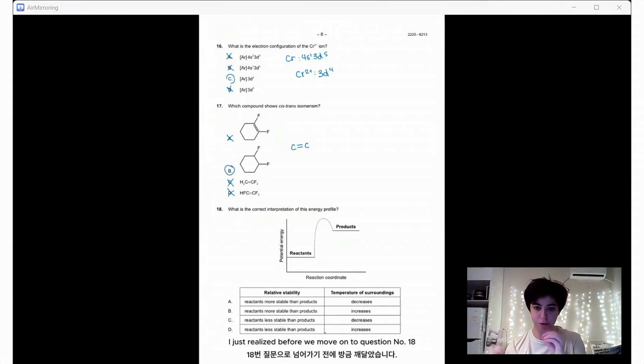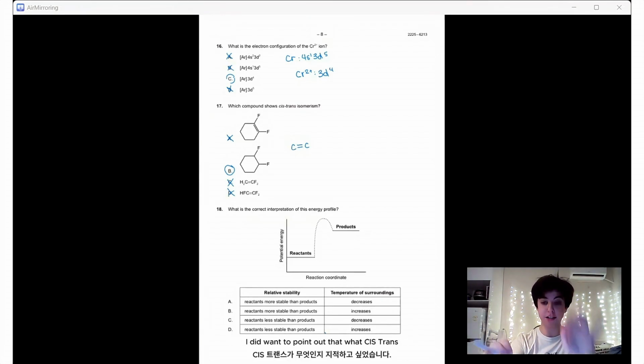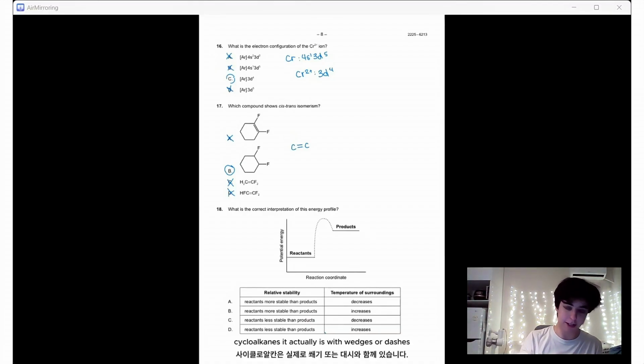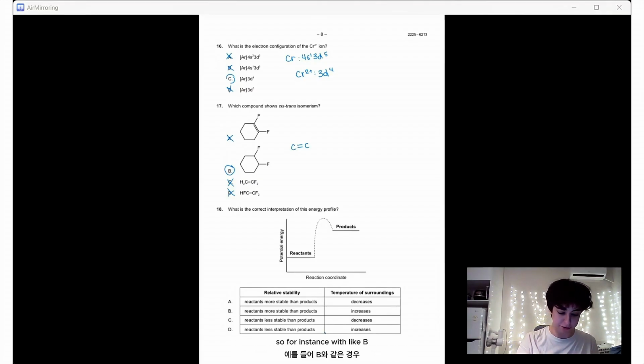Also, before we move on to question number 18, I did want to point out what cis-trans isomerism means and how it's denoted in cycloalkanes. It's usually just up, down, right? For cycloalkanes, it's actually with wedges or dashes. So for instance, with B, if you had both of these as wedges, that would be trans.